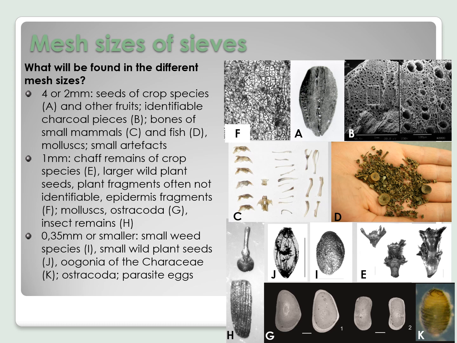Then the smallest, that is 0.35 mm or even smaller, will contain mostly small weed species, small wild plant seeds. Oogonia of the Characeae can be there if the site was next to a water source. And then we may also find again ostracoda and even parasite eggs.